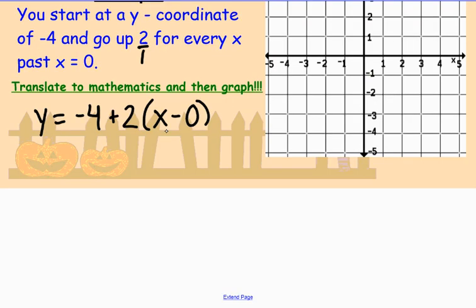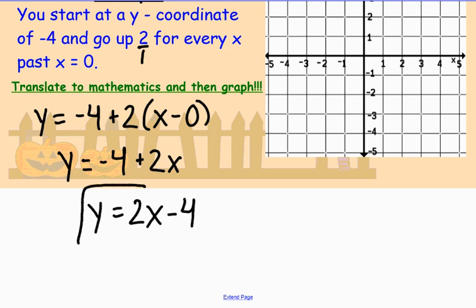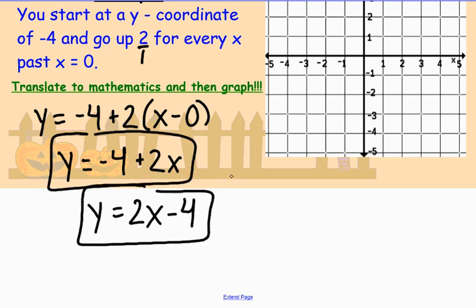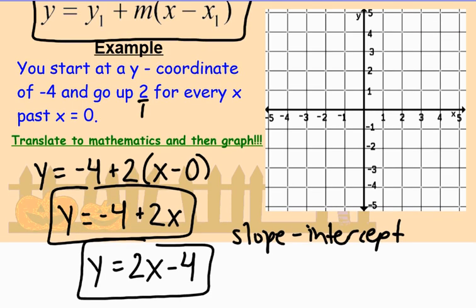If I simplify, x minus 0 just makes x. I get y equals -4 plus 2x. That'd be the same as if I wrote this as 2x minus 4, and you might recognize these forms. These are slope-intercept. So the nice part about point slope form is that it will naturally fall to y equals mx plus b if your x-coordinate is 0. It will naturally just translate to that situation.